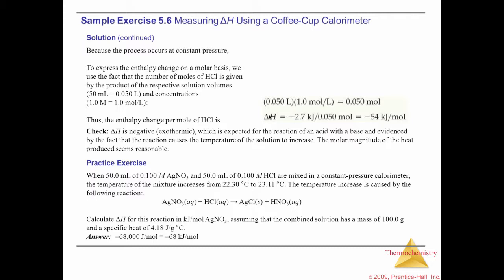When 50 milliliters of 0.1 molar silver nitrate and 50 milliliters of 0.1 molar HCl are mixed in a constant pressure calorimeter, the temperature of the mixture increases from 22.30 degrees Celsius to 23.11 degrees Celsius. The temperature increase is caused by the following reaction. Silver nitrate reacts with hydrochloric acid, producing silver chloride, a precipitate, and nitric acid. Calculate the enthalpy change for this reaction in kilojoules per mole of silver nitrate, assuming that the combined solution has a mass of 100 grams and a specific heat capacity of 4.18 joules per gram degree Celsius.